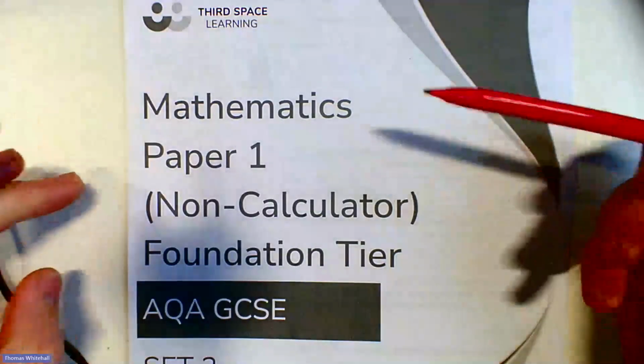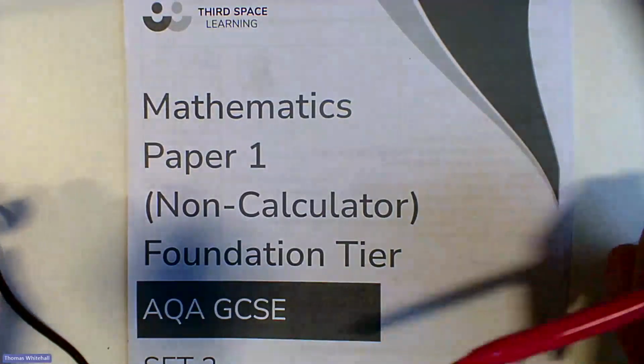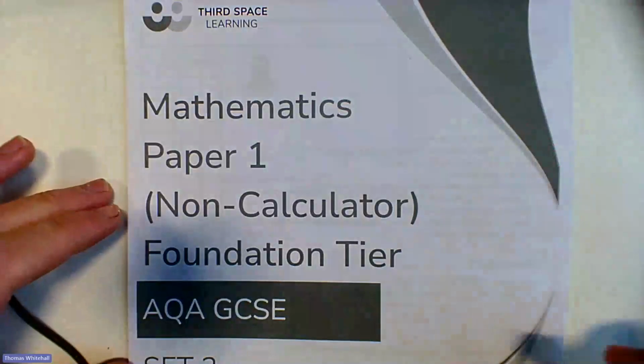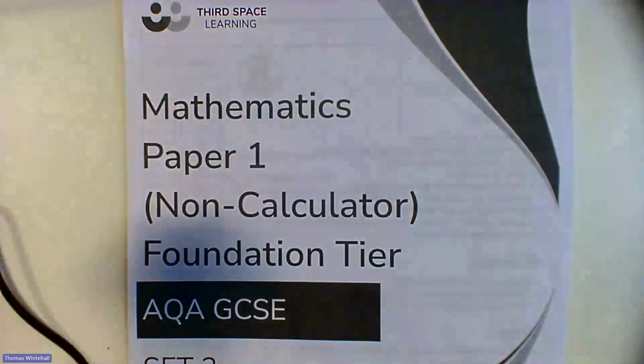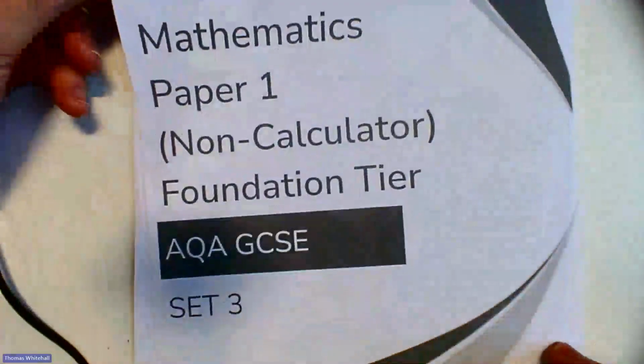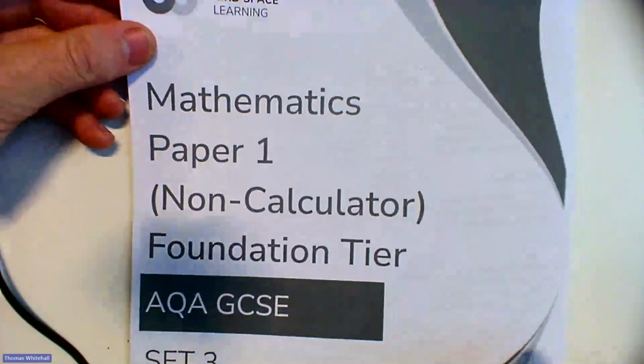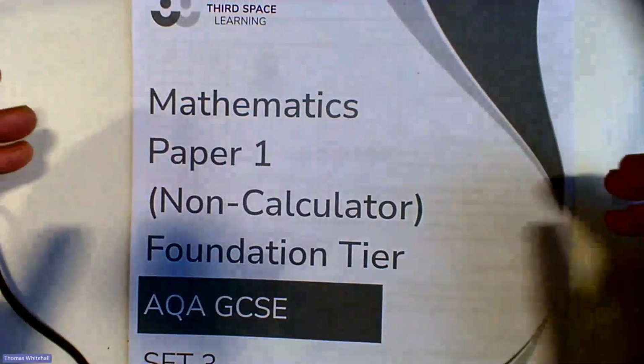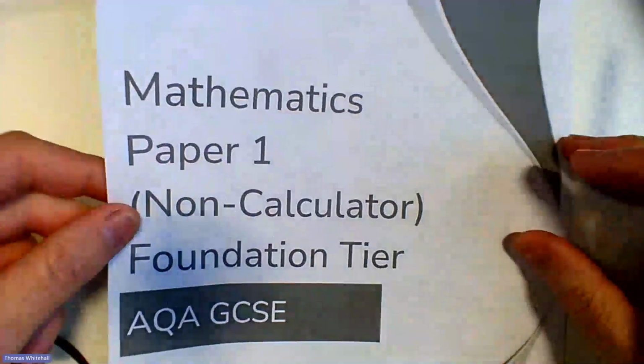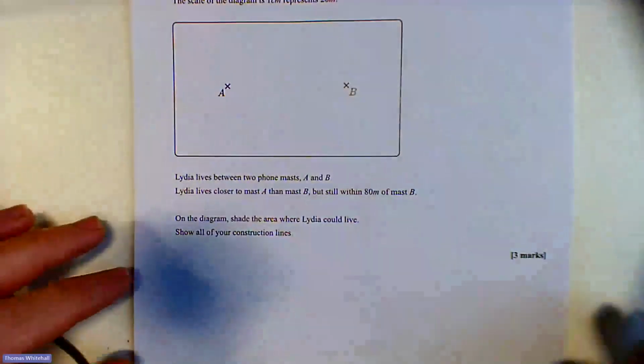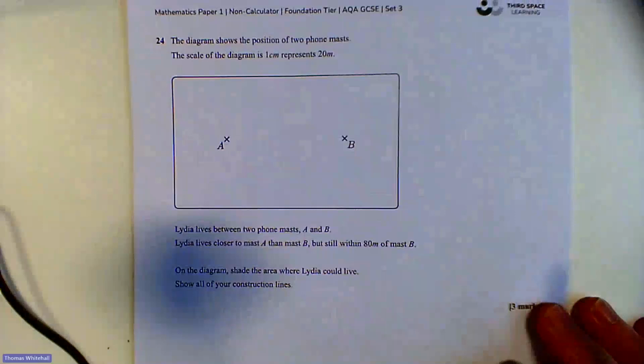As you can see, this is Mathematics Paper 1, non-calculator foundation tier. This is one of the Third Space Learning practice papers, and this was set 3. I'm not going through the whole thing. We've done this in class. This is just about question 24, which is one that I know we haven't done this topic in class.